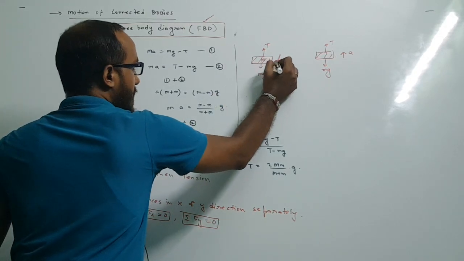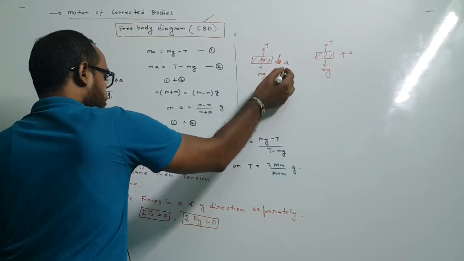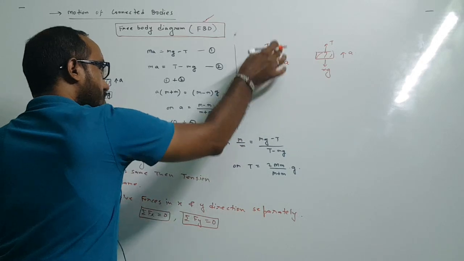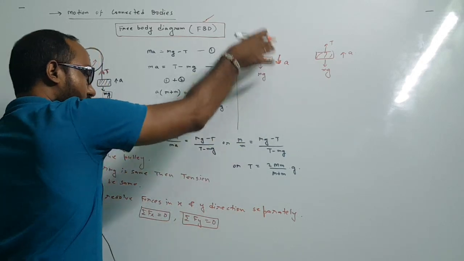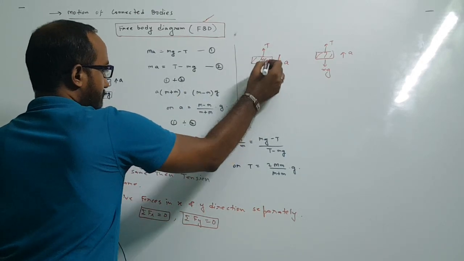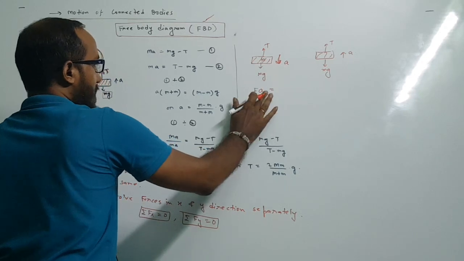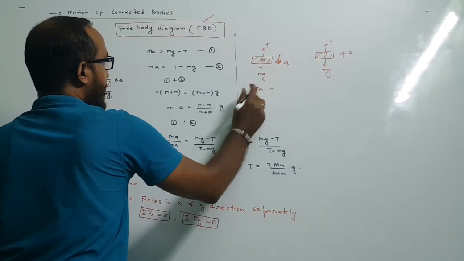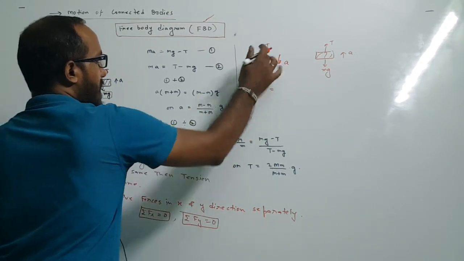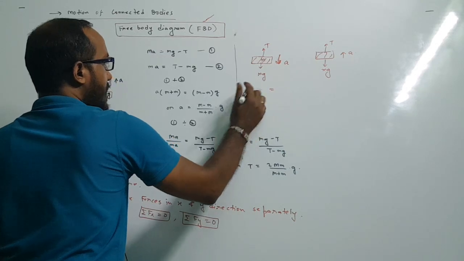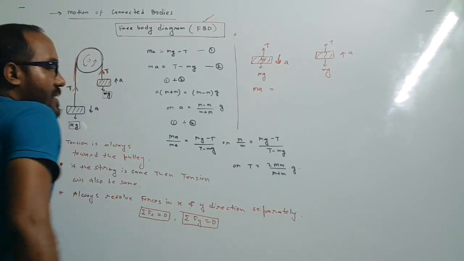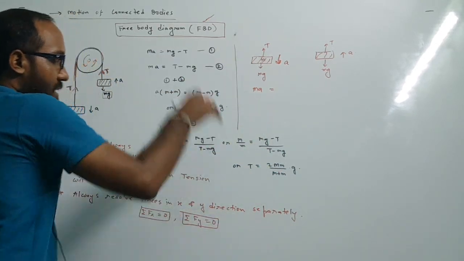Here the downward acceleration is a. So the net force is towards downward, right? So what is the net force? Force is mass into acceleration. Net force is mass into acceleration. Here, let us say this is capital M, so capital M into a. Capital M into a is the force which is acting downward.